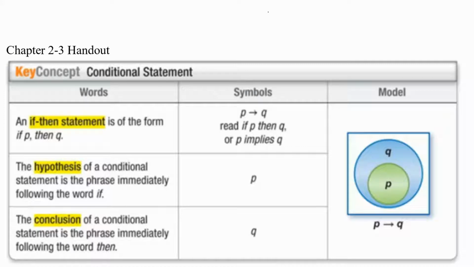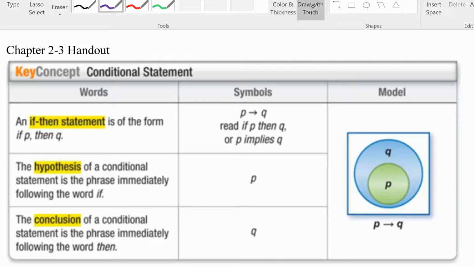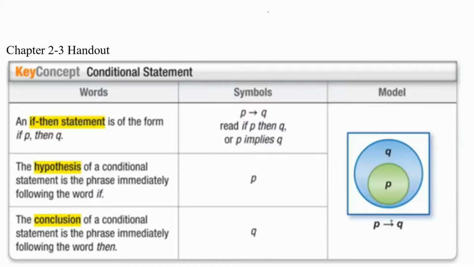Chapter 2-3, Conditional Statements. In the last section, we looked at joining two statements with the words or and. So it is blue or it's green. It's blue and it's green. And we looked at the truth values of joining statements like that.